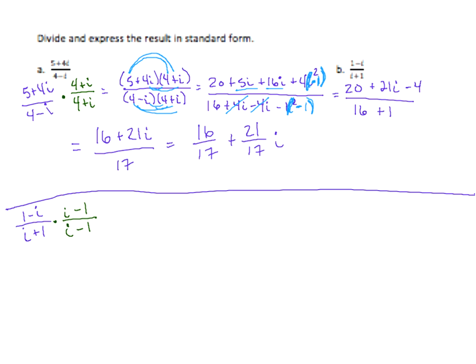Okay. I'm going to write out the multiplication before I do it. 1 minus i times i minus 1 over 1 plus i times i plus 1 times i minus 1. Show my distribution. Here, here, here, and here. Simplify. Oops, I forgot to show my distribution on the bottom. Here and here, here and here.